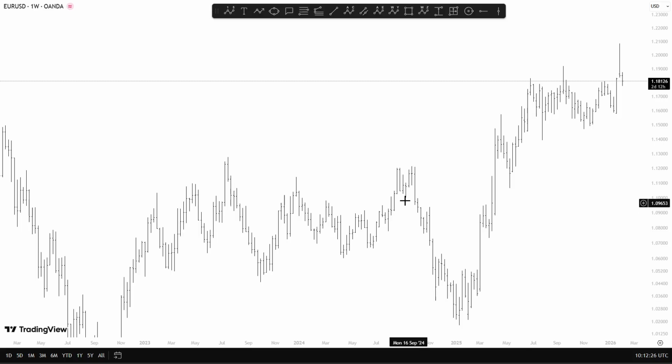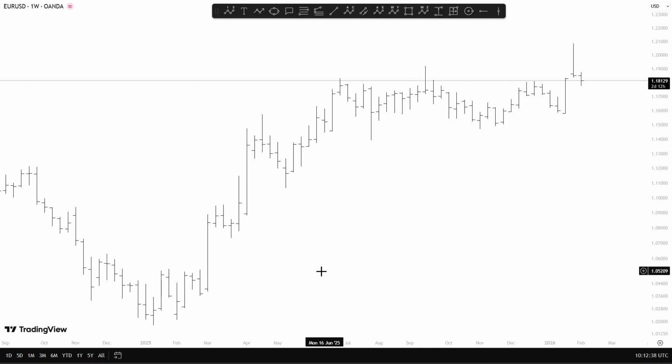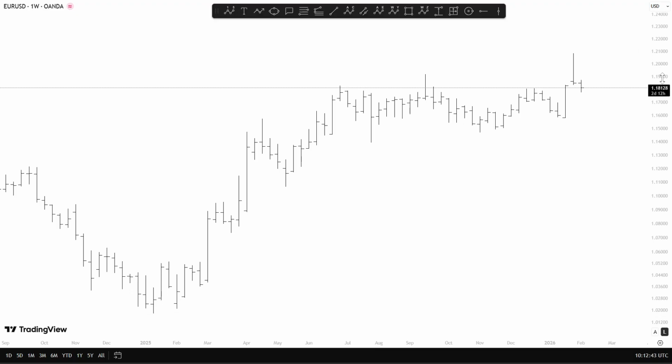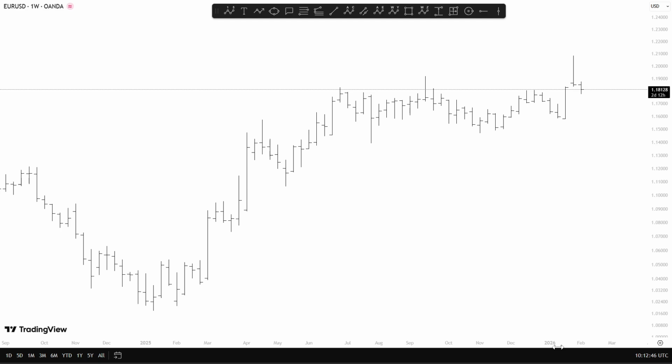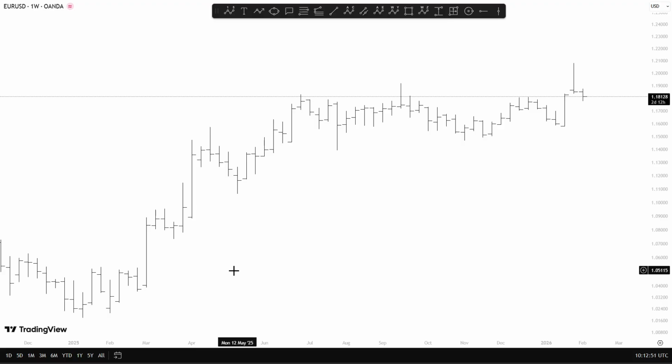Today we're going to look at the Euro USD weekly time frame and define the battlefield. First, we're going to identify the main trend. From our perspective, what we see on the chart right now is an impulse or a motive wave in operation.